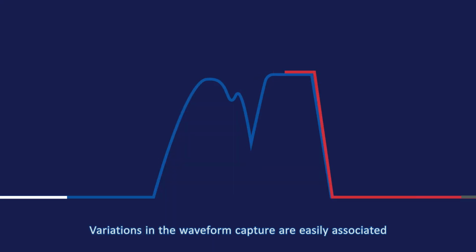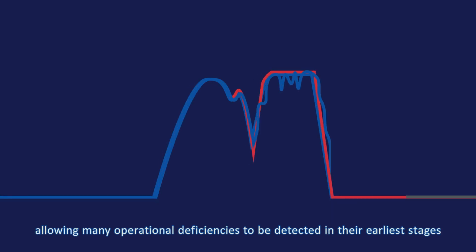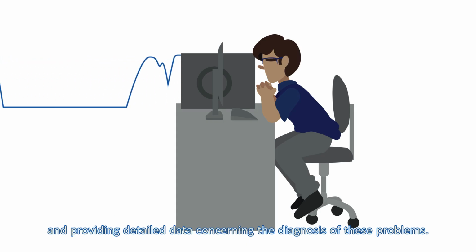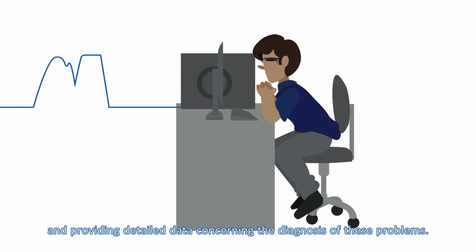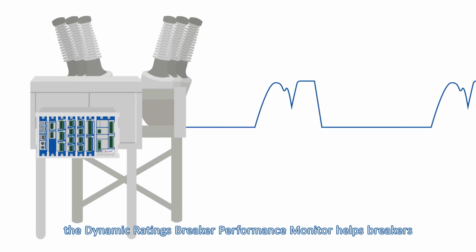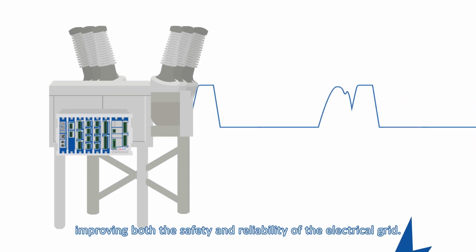Variations in the waveform capture are easily associated with the mechanical performance of the breaker's various parts, allowing many operational deficiencies to be detected in their earliest stages and providing detailed data concerning the diagnosis of these problems. Through the use of smart capture technology, the Dynamic Ratings Breaker Performance Monitor helps breakers remain in optimal operating condition, improving both the safety and reliability of the electrical grid.